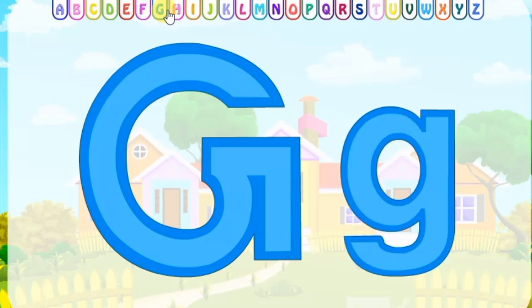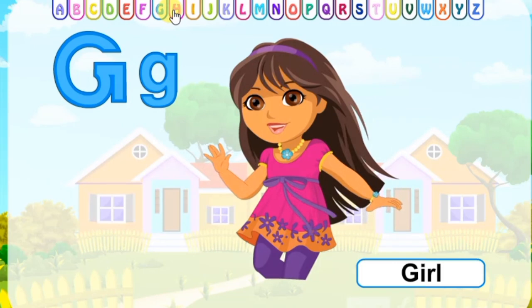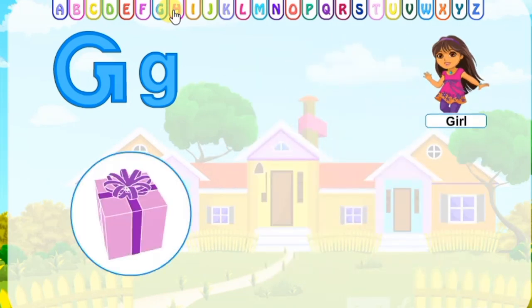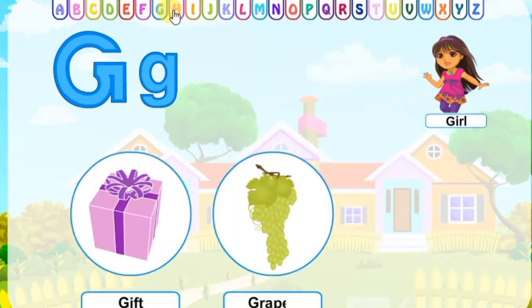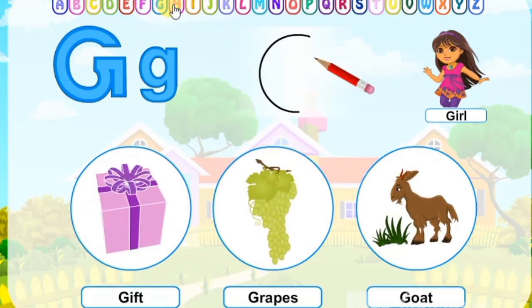G. Girl, gift, grapes, goat. Join the dots to make G.